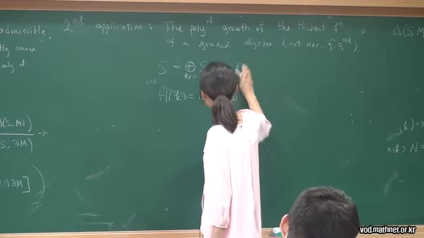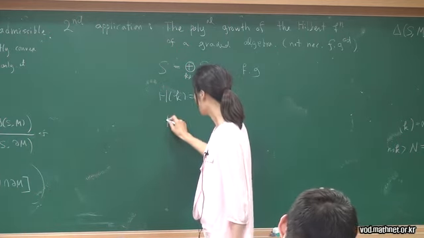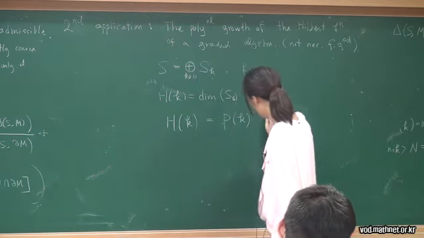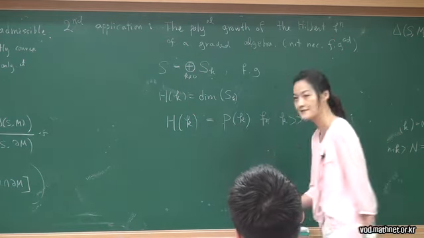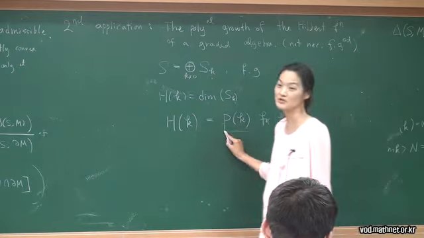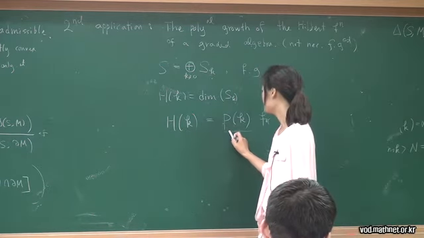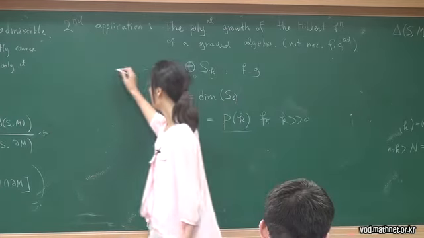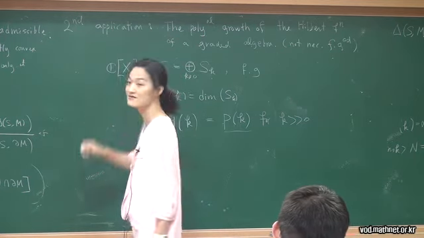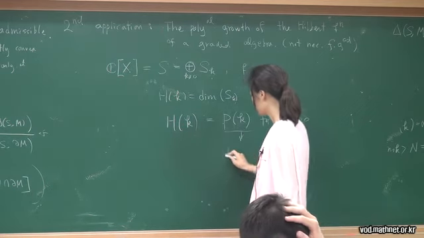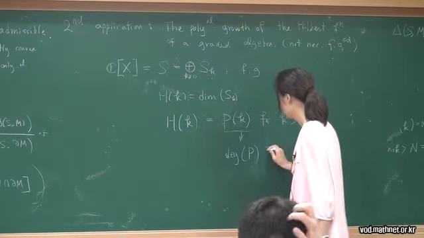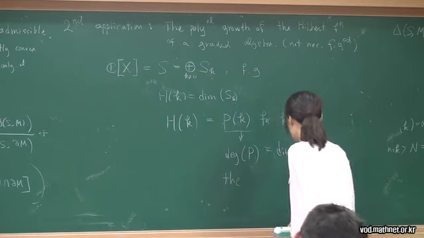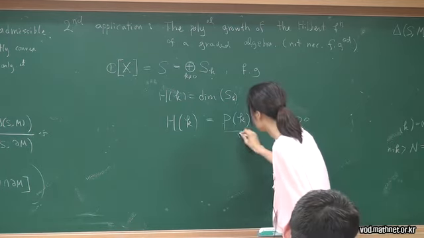Then if it's finitely generated, H of k is equal to a certain polynomial for large k. This is called the Hilbert polynomial. If this ring is a homogeneous coordinate ring for a projective variety, then the degree of P is the dimension of X, and then the leading coefficient. It's a polynomial, so you can write it down like this.